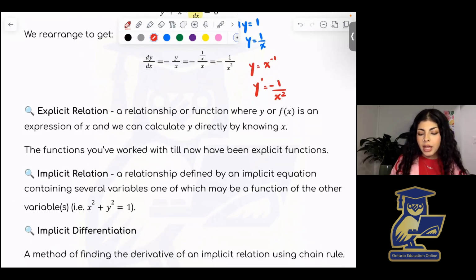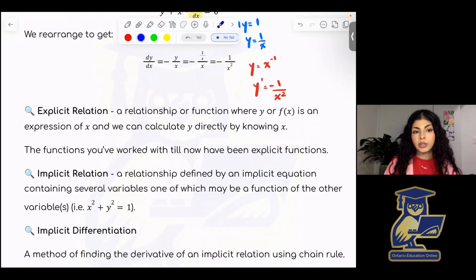Now, before I jump into some other examples, which are going to help you see why we are learning implicit differentiation, let's get some definitions here. Starting with an explicit relation, it's a relationship or a function where y or f of x is an expression of x. So our input variable, or independent variable x, and then our output is just an expression using x. So we can directly calculate y by knowing what x is.